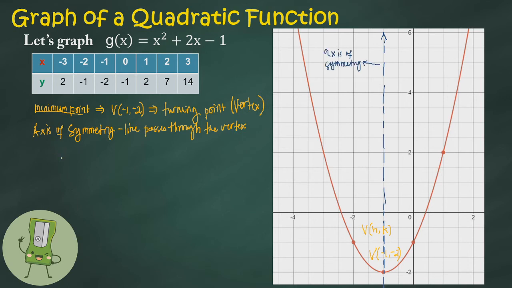So now if we are asked to give the equation of the axis, that is given by x equal to h. Okay, or x equal to the x coordinate of our vertex. Now in this case, since the x coordinate of our vertex is -1, it's right here. Therefore, the equation of the axis of symmetry is x equals -1.